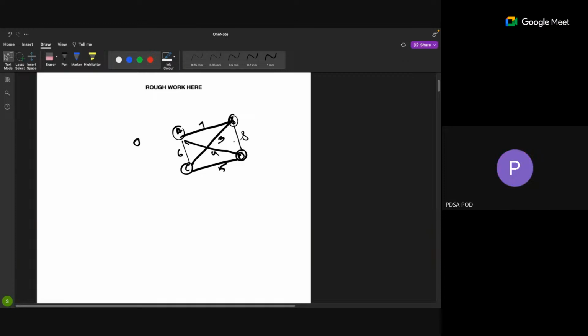One. Fine. To connect 5 particular vertices, how many edges are required? Minimum 4, because n minus 1 only. Simple logic. Now, to connect these 4 vertices, how many edges are required? 3. So 3 we are selecting.